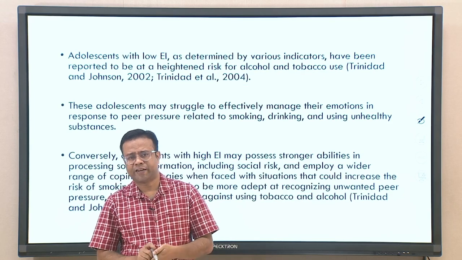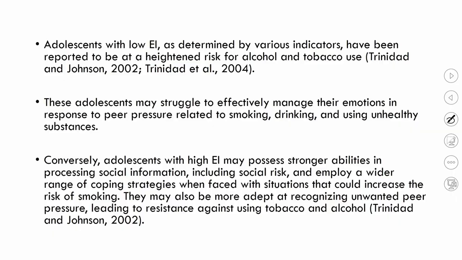Other research also shows that adolescents with low EI, as determined by various indicators of emotional intelligence, have been reported to be at heightened risk of alcohol and tobacco use. So these are some other findings. Low EI has been connected to risky behaviors like alcohol and tobacco use. Adolescents may also struggle to effectively manage their emotions in response to peer pressure related to smoking, drinking, and use of unhealthy substances.